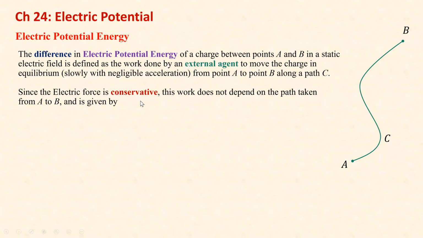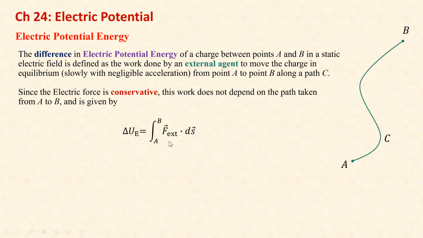The electric force is conservative, which means that the work doesn't depend on the path from A to B. So the path is not really that important. No matter which way you go from A to B, it's the same. So this is the way it's defined.